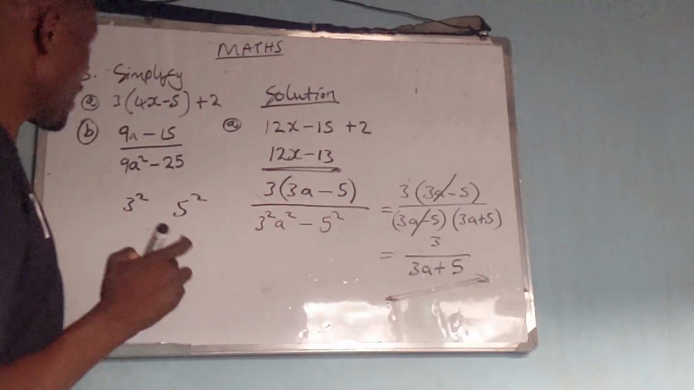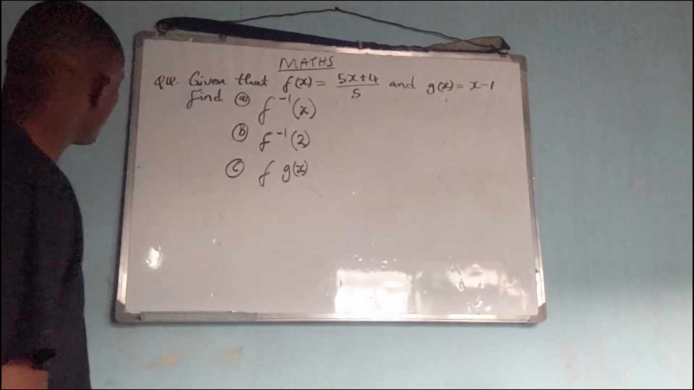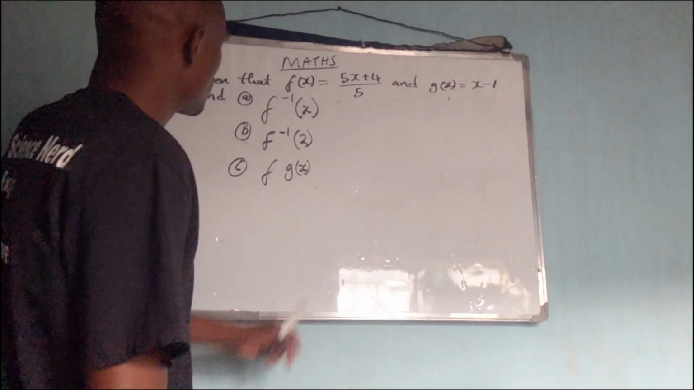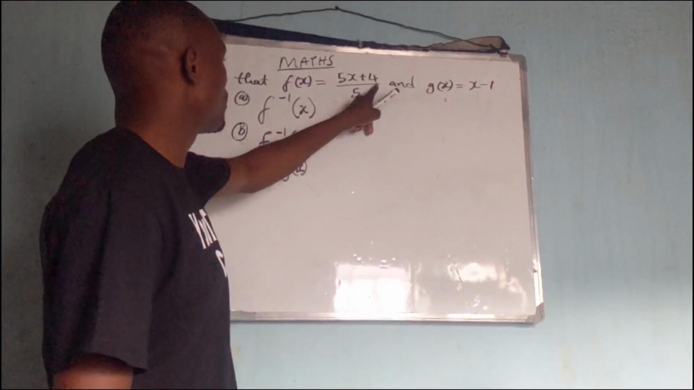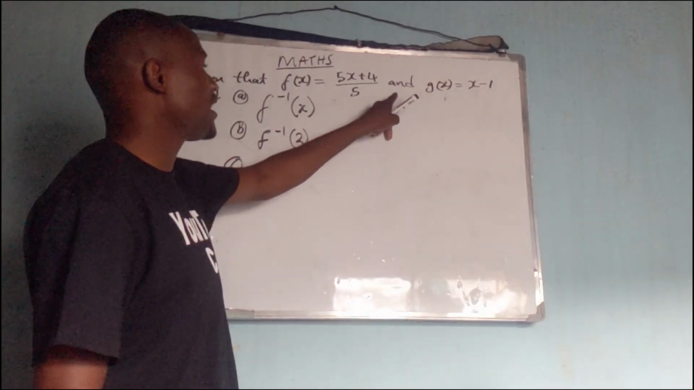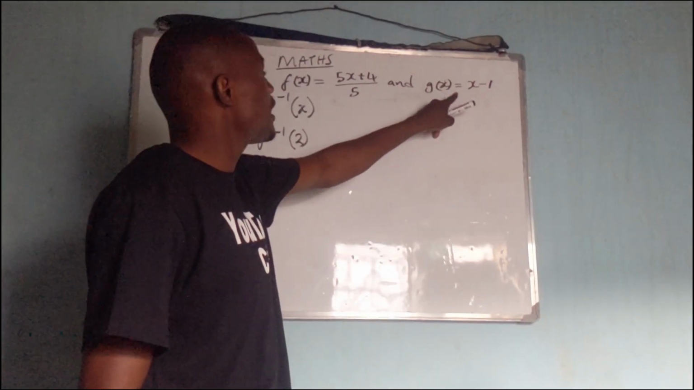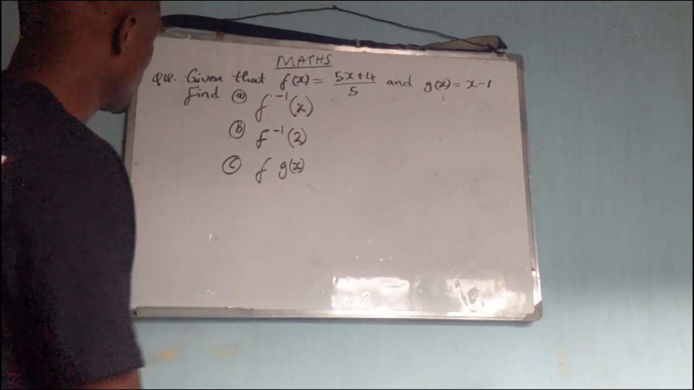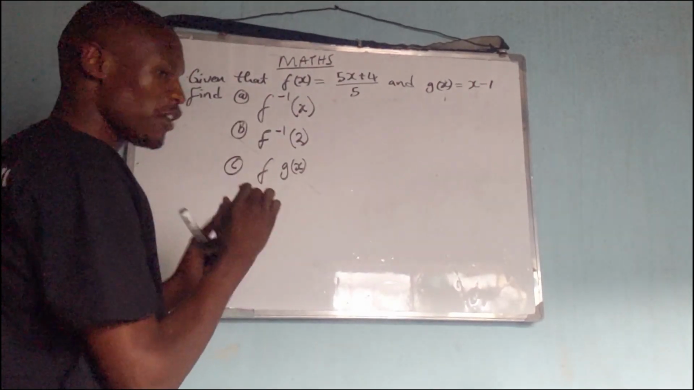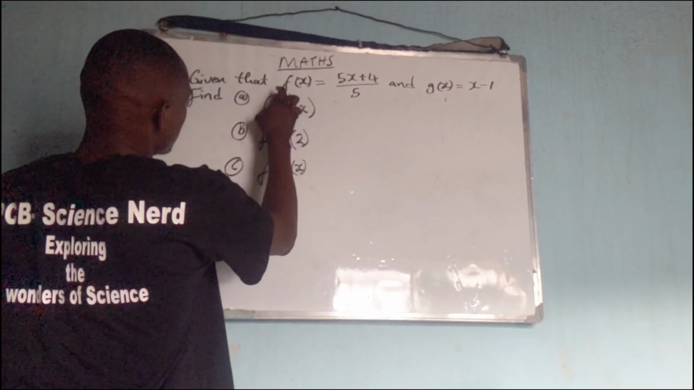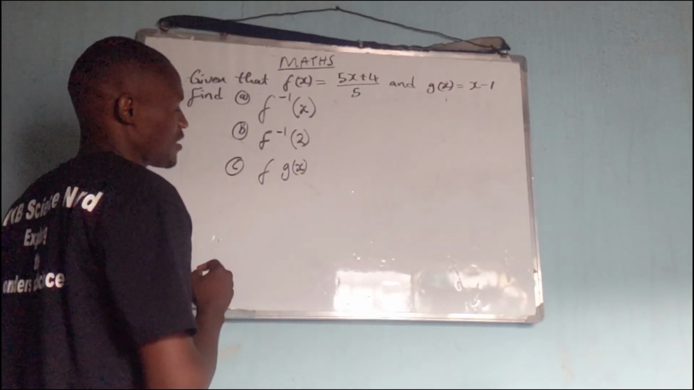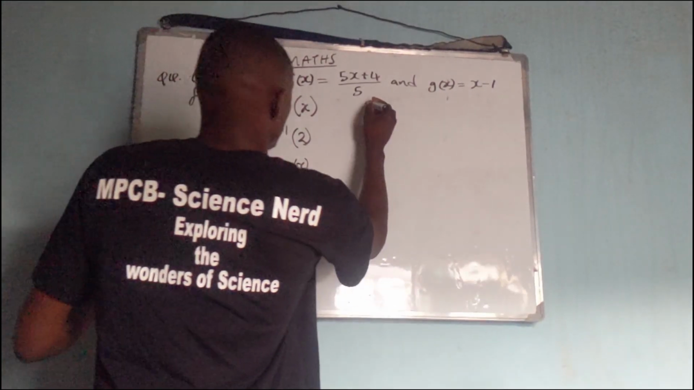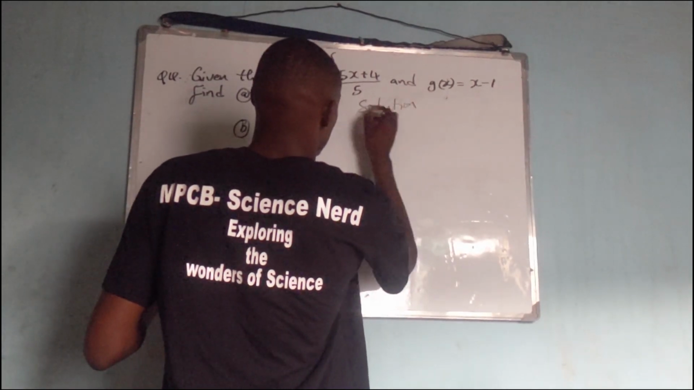Let's dive into question 4. Question number 4 says, given that f of x is equal to 5x plus 4 over 5 and g of x is equal to x minus 1. Find a, the inverse. So whenever we see this symbol which is here, it represents the inverse of a function. So let us find the inverse of the function. Solution.